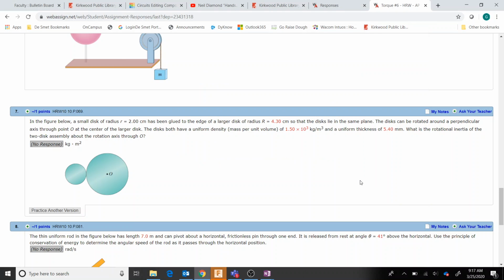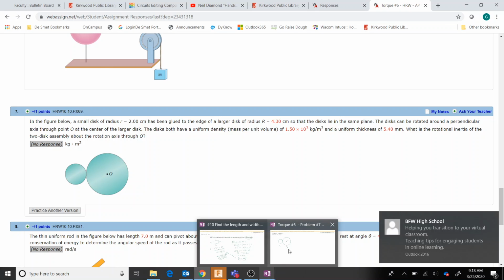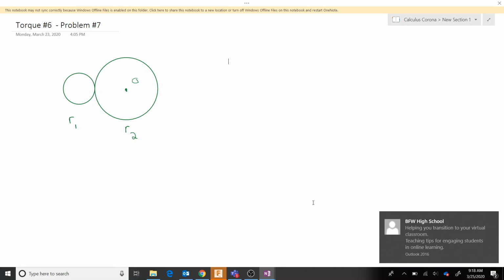Hello, gentlemen. I was asked if I could help out on WebAssign torque number 6, problem number 7 here. You're given two disks, one with a smaller radius, and the question is: what is the rotational inertia of the two disk assembly about the axis through O? I'm going to walk you through this problem so you have an idea of what you're doing.